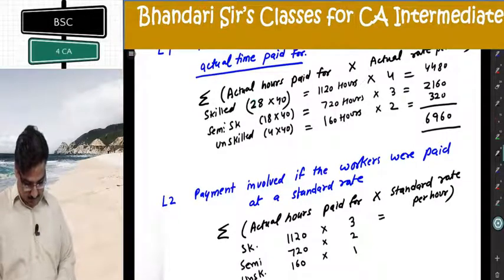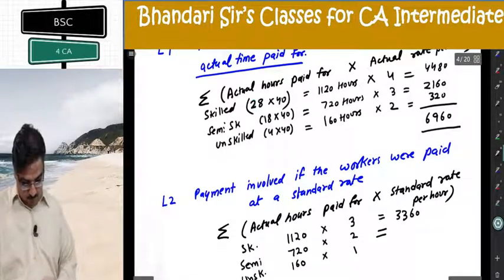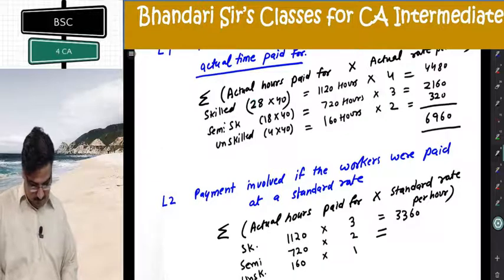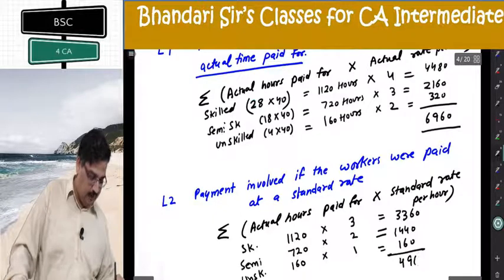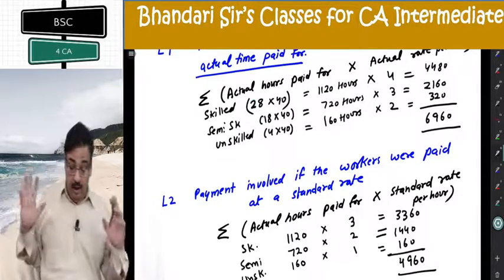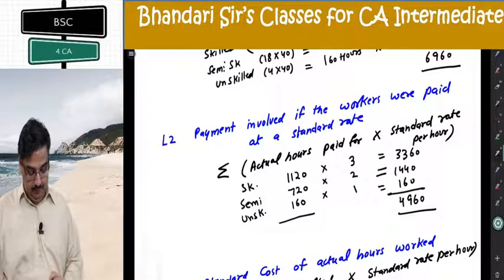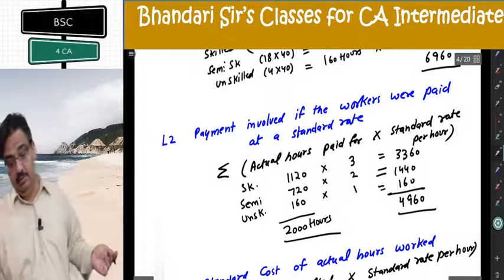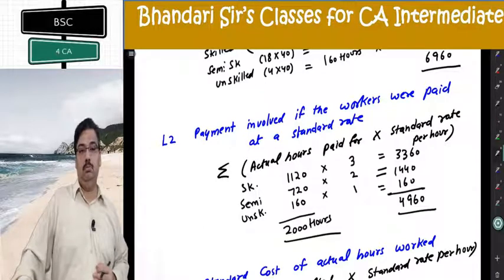1120 into 3, 3360, 1440, 160. Once you add, 4960. Now very important, total hours paid for, I can compute from here, 2000 hours. The moment you compare it with 1800 standard hours and say 200 hours is idle time, you are doing a blunder. It's totally incorrect.